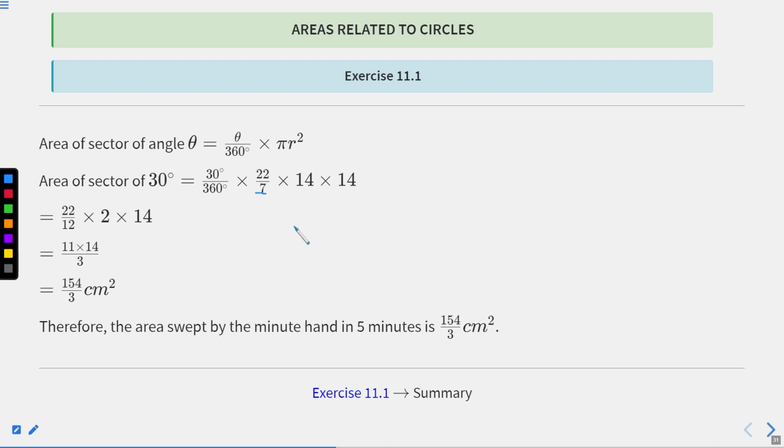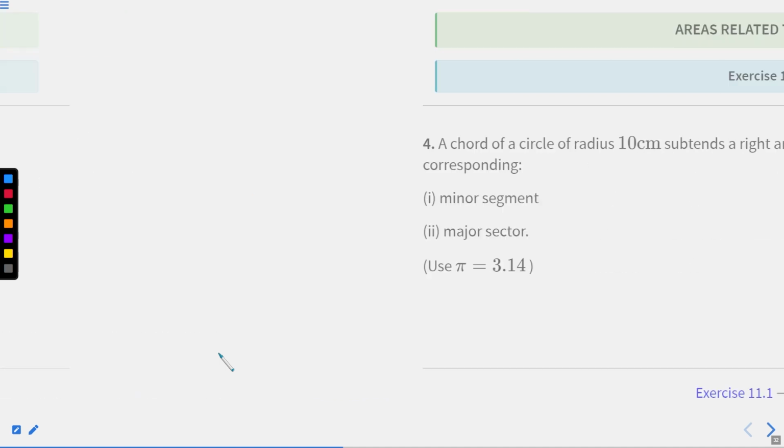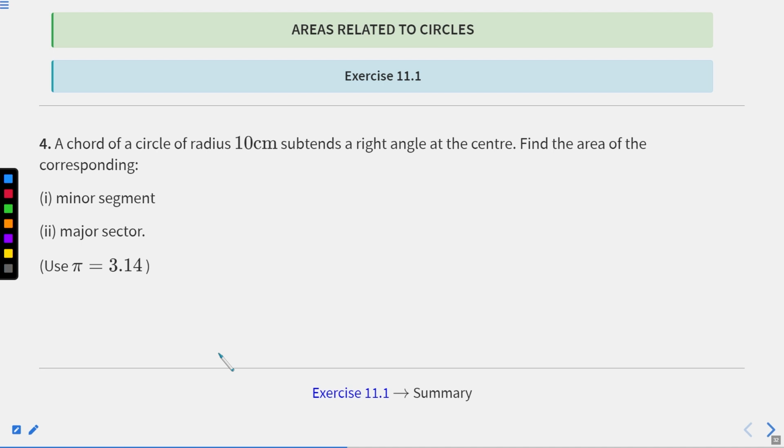If we calculate it, this is equal to 11 times 14 by 3, which is equal to 154 by 3 centimeter square. Therefore the area swept by the minute hand in 5 minutes is equal to 154 by 3 centimeter square. Now let us move to question number 4.